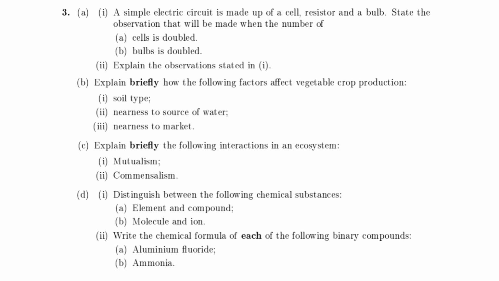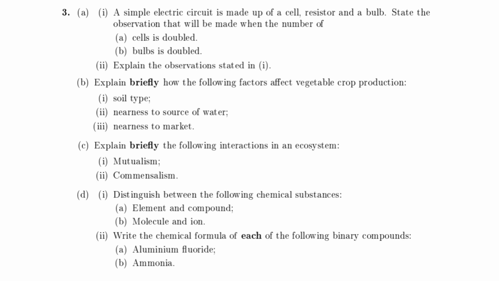C: Explain briefly the following interactions in the ecosystem: mutualism and commensalism. D I: Distinguish between the following chemical substances: element and compound, molecule and ion. II: Write the chemical formula for each of the following binary compounds: aluminium fluoride and ammonia.